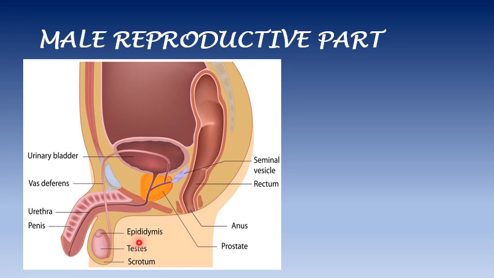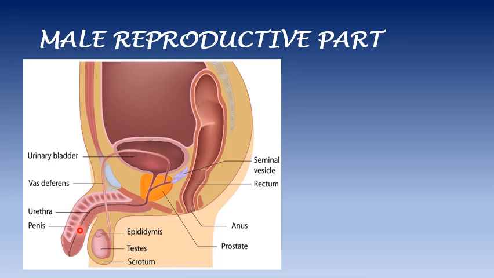And then the sperms produced in the testes are stored in a tube called the epididymis. Here the sperm get matured. Later it will pass through the urethra, through the muscular tube called vas deferens. It is a tube-like structure. Through this it will pass.